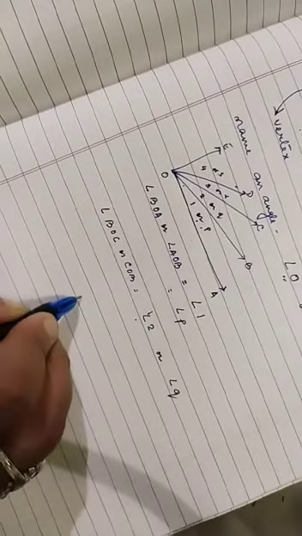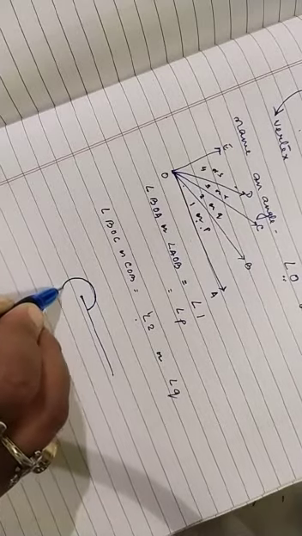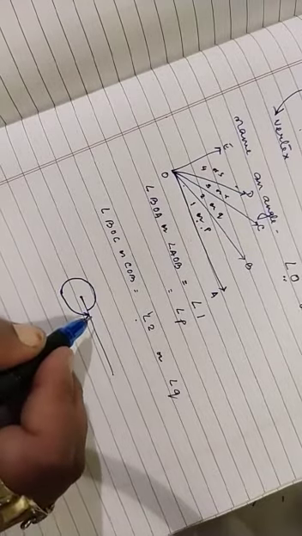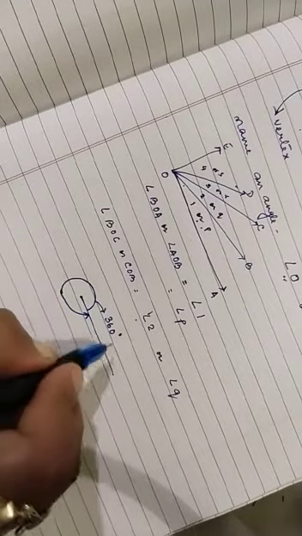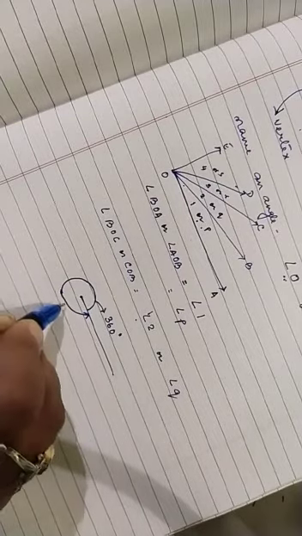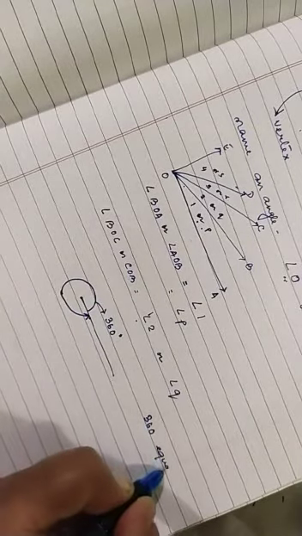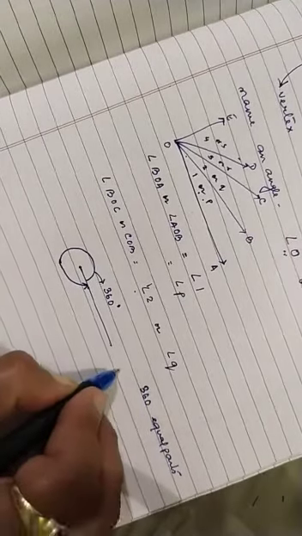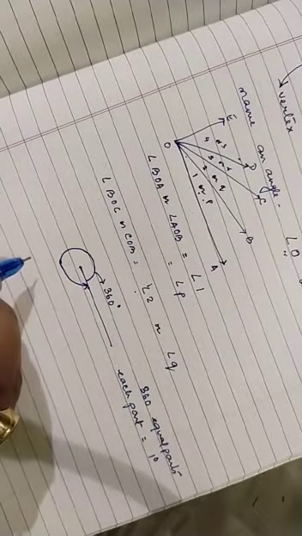Now, if this is a point and the ray starts rotating about that point and comes back to the initial position again, then how many degrees does it form? It takes 360 degrees. This complete turn about a point is divided into 360 equal parts, that is 360 degrees, and each part is equal to 1 degree.